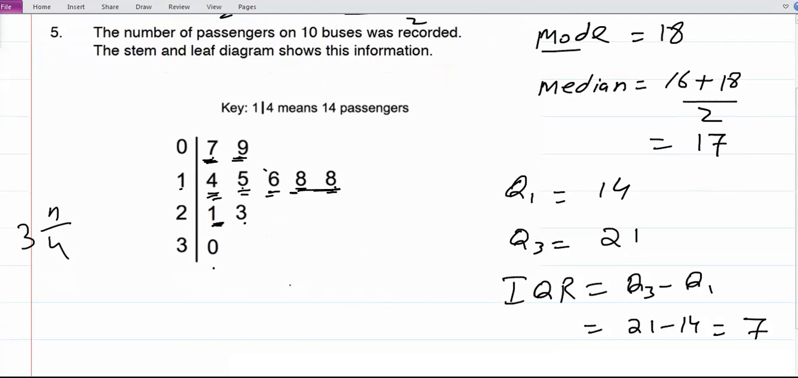And the range will be the highest value minus the lowest value. This is 0, 7 means 7, okay? So if there is a single digit number, for example 5, its stem will always be 0, okay? That you have to remember.